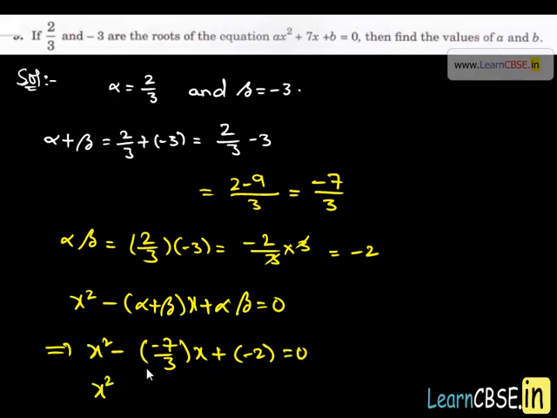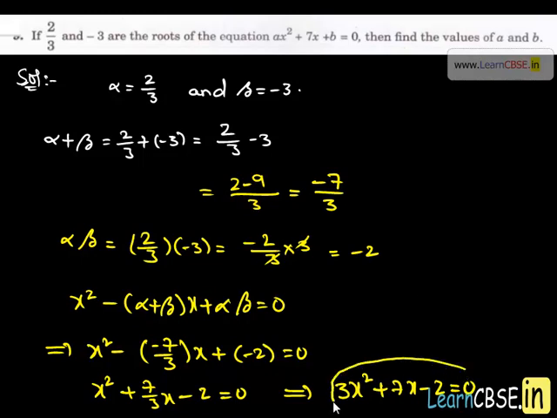On simplifying, we get x square. The product of two negatives is positive, therefore 7 upon 3 times x, and plus of -2 is -2, which is equal to 0. By multiplying both sides with 3, we get the equation as 3x square plus 7x minus 2, which is equal to 0.